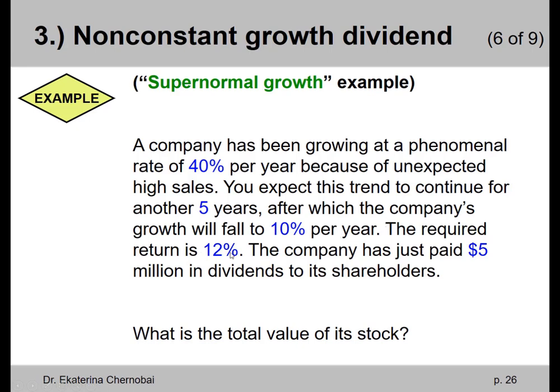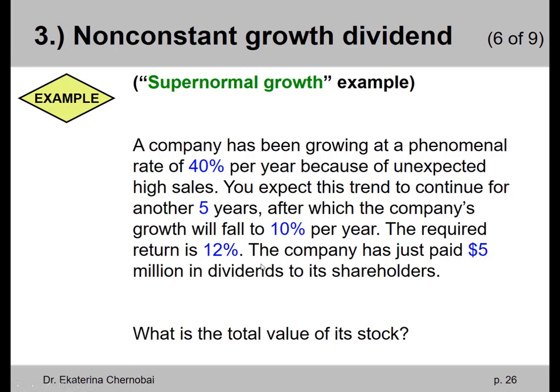The required return is 12%. That's our discount rate. And we also know that the company has just paid $5 million in total dividends to its shareholders. What is the total value of its stock? So we can simplify it and think of maybe a $5 dividend per share, and the question asks us to find the price per share. It would be the same calculations, really.